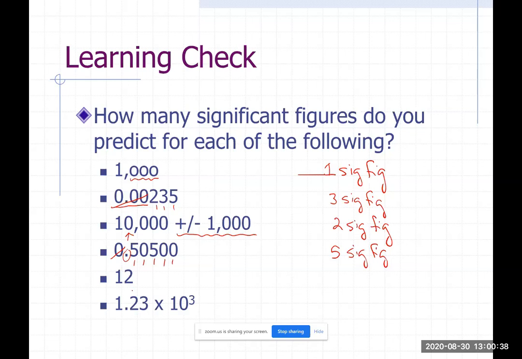The next one is easy. It's very straightforward. 12. Those are 2 non-zero digits, and so we know we have 2 sig figs there.